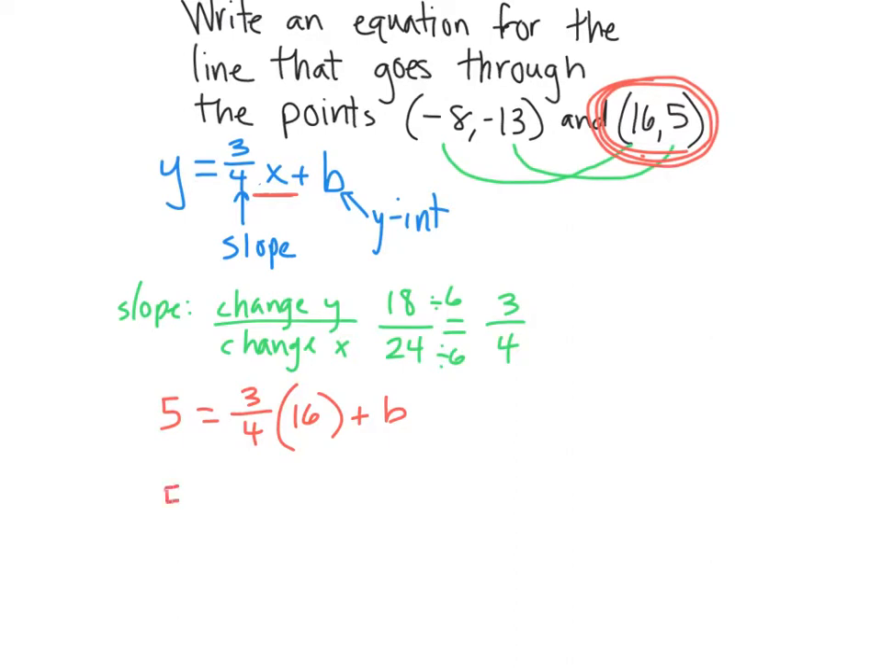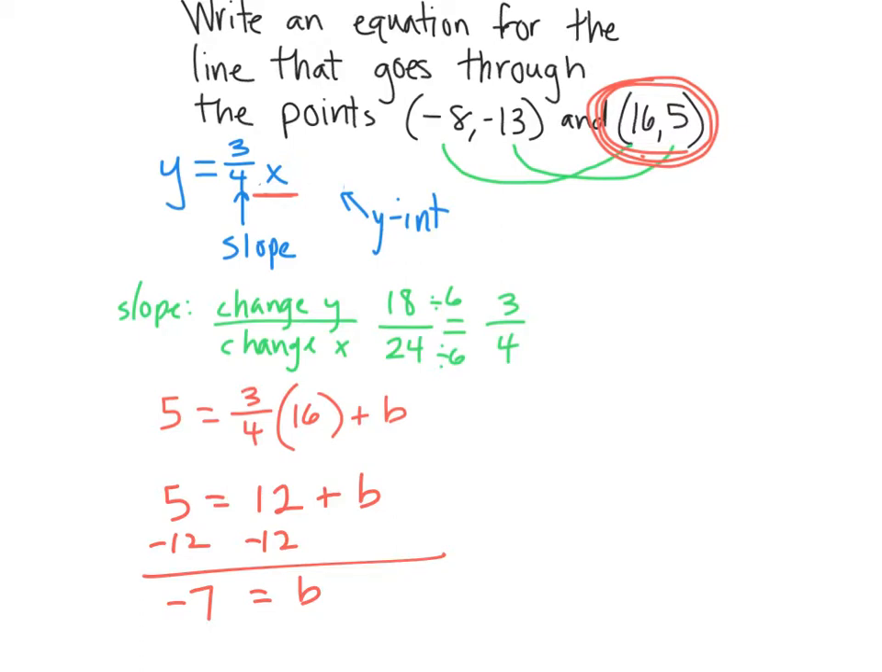So 3/4 of 16 is 12. And then to take away 12 from each side, I end up with b is -7. So going back to my equation, I will erase the b, and I will put in a -7. My final equation is y equals 3/4 x minus 7.